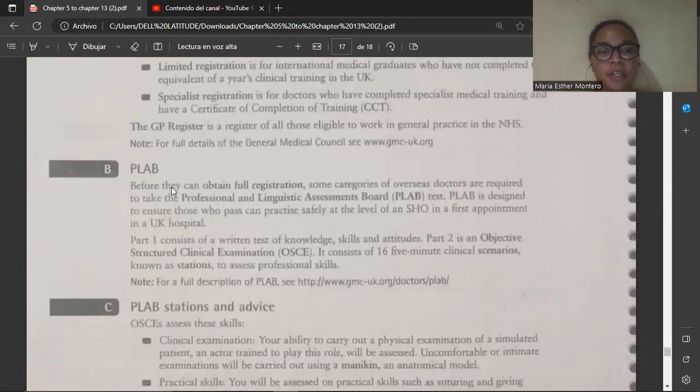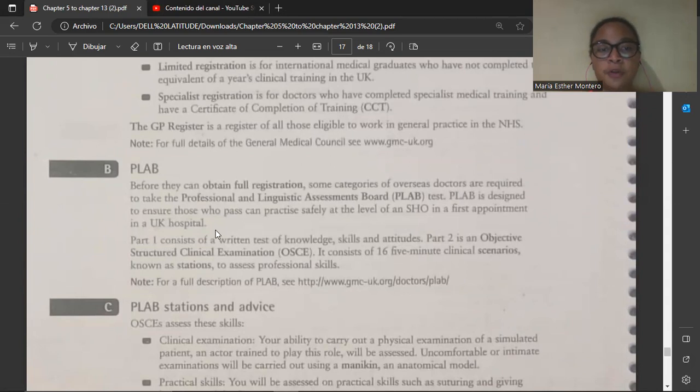PLAB. Before they can obtain full registration, some categories of overseas doctors are required to take the Professional and Linguistic Assessment Board, PLAB test. PLAB is designed to ensure those who pass can practice safely at the level of SHO in a first appointment.